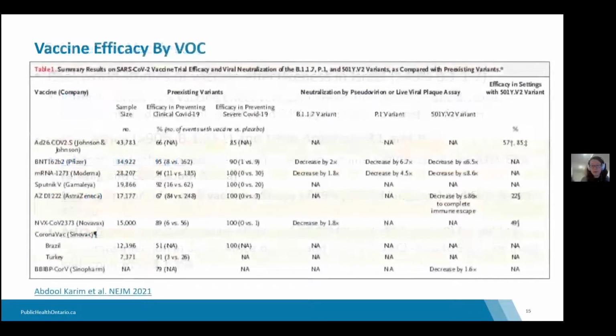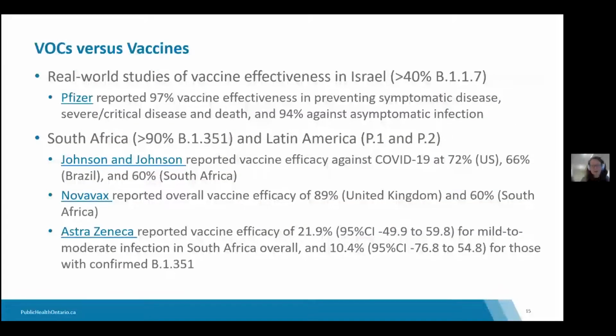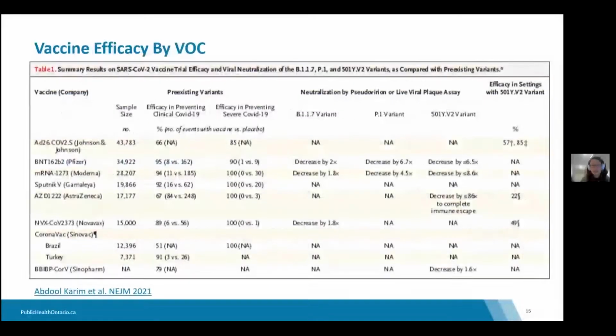Again, mainly against that B1351. Oh yeah, and the next slide. So there was a nice summary in the New England Journal of some of the information that we have about how well the vaccines that are currently circulating are working against the main variants. You can see here that in the pre-existing variants, the wild type SARS-CoV-2, we're seeing really excellent protection from most of the vaccines against preventing clinical COVID-19 or preventing severe COVID-19.